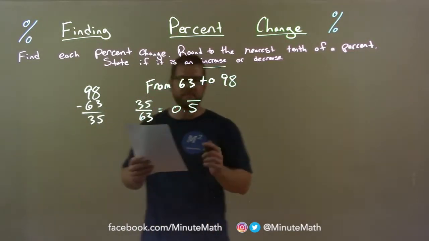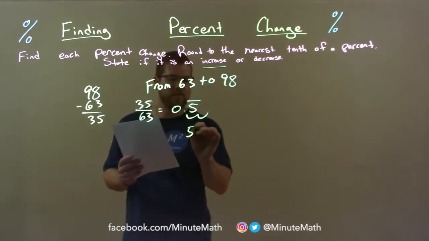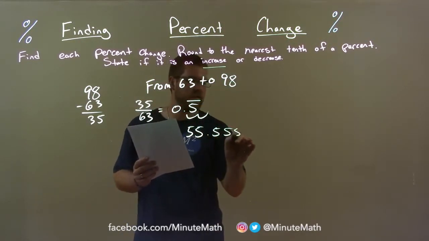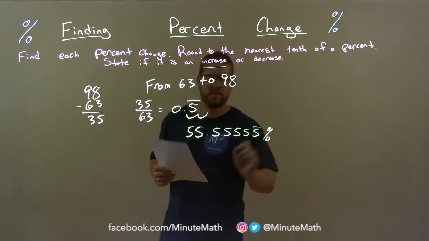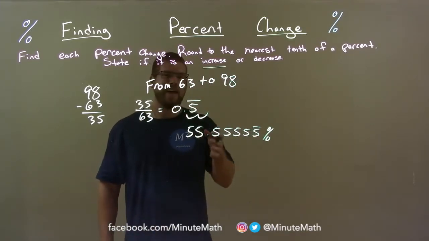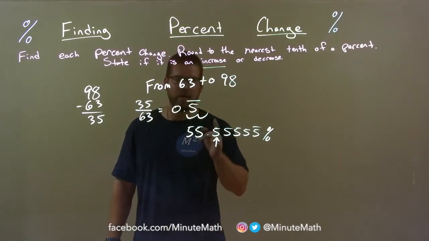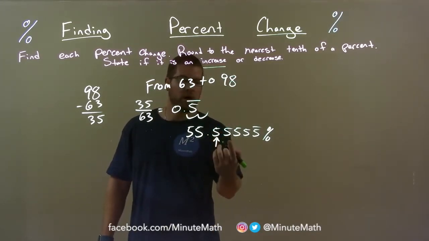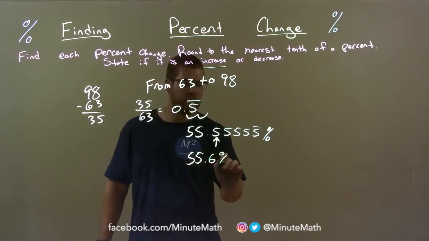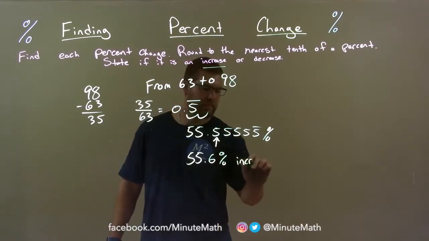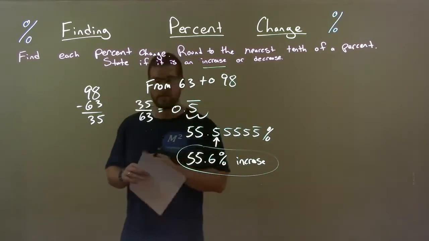0.5 repeating. Now, this as a percent, 2 spots to the right, that's 55.55555. Remember, repeating goes on forever. Percent. Okay? Now, we need to round that to the nearest tenth of a percent. We look at this first 5, right, the tenth position. The 5 to the right causes this 5 to go up 1, so we actually have 55.6%. We said that was an increase, and there we have it, 55.6% increase.